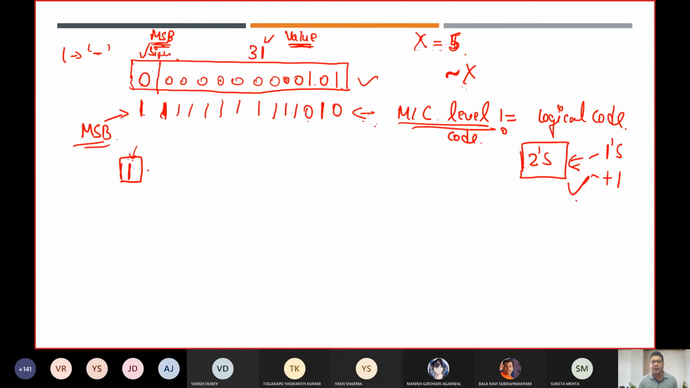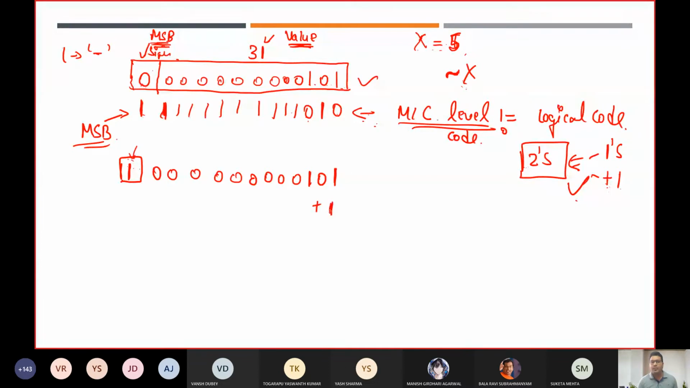The result we are getting is 0, 0, 0, 0, 0, 0. All the ones will become 0 because we are performing 1's complement. Then here 0 will become 1, here 1 will become 0, and here 0 will become 1, like this.